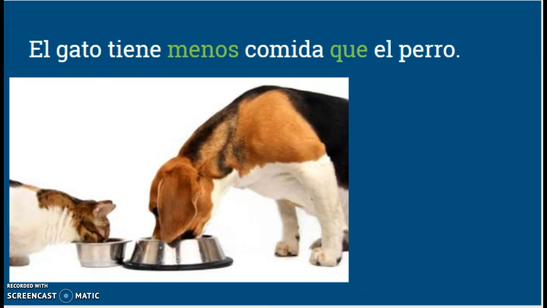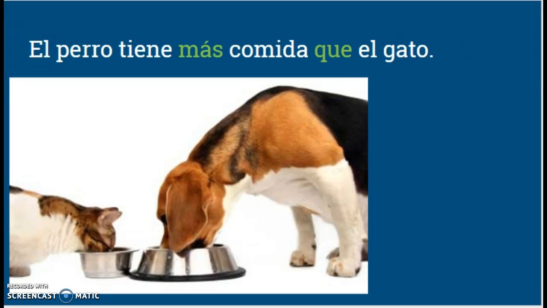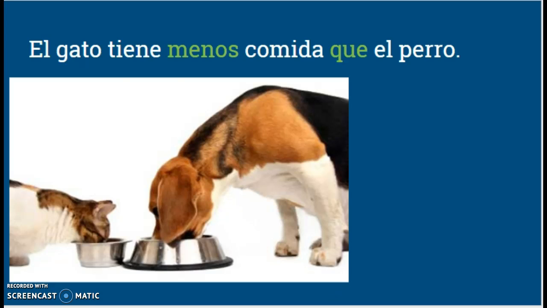Now the cat has less food than the dog. Even though I have the same picture, a lot of these you can flip to say someone has more of something and then the other person has less of it. So less food than, same word order as English.